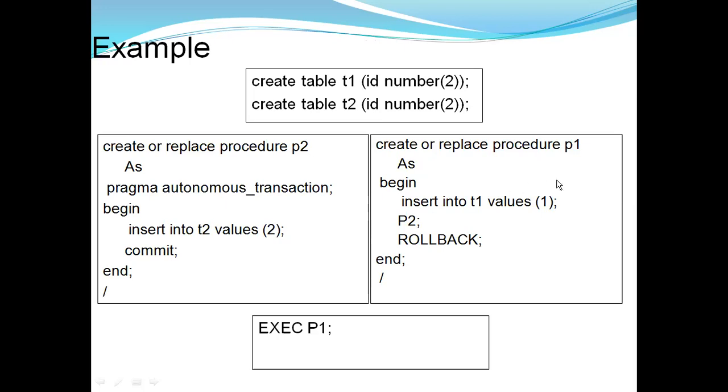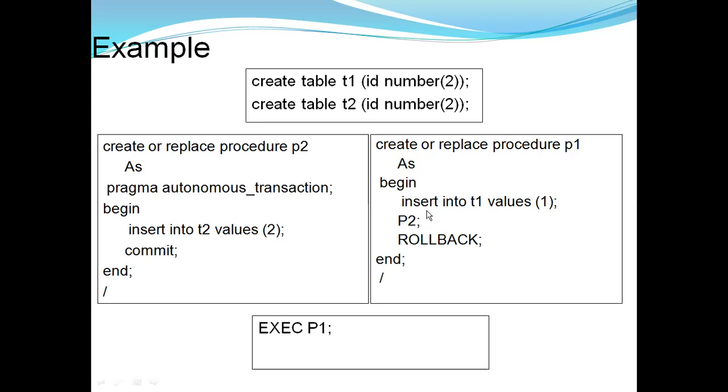Then we write two procedures. And here I say procedure P1. Create or replace procedure P1 as begin, insert into T1 values 1. So here we are inserting the value 1. Then we call the P2 here. And then I say the rollback. Simple. I'm sure everybody knows what the rollback does. It reverses all that you have done. That is called a rollback.